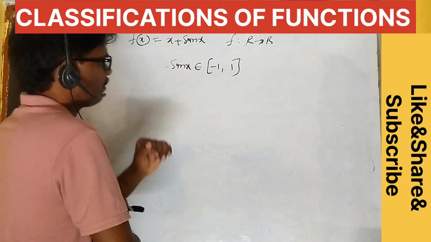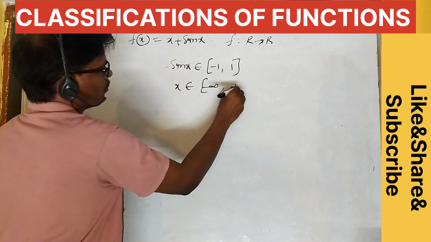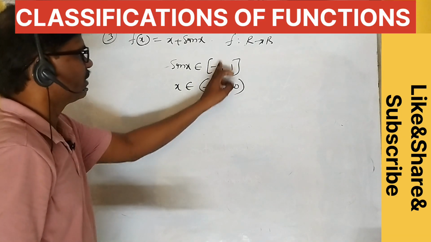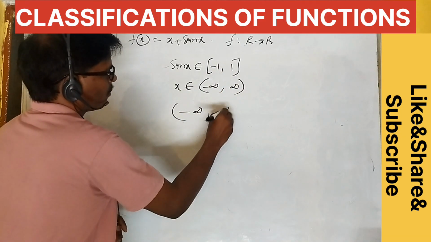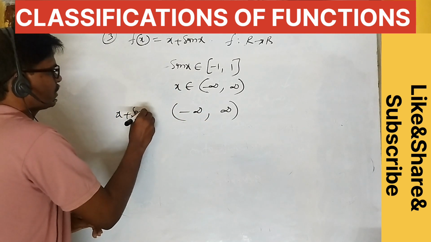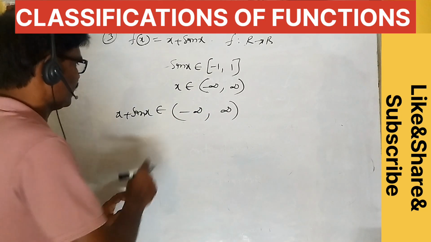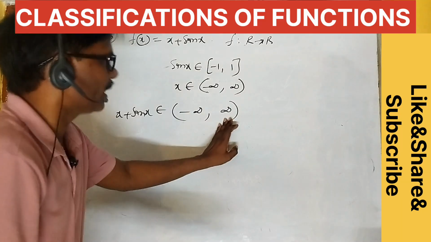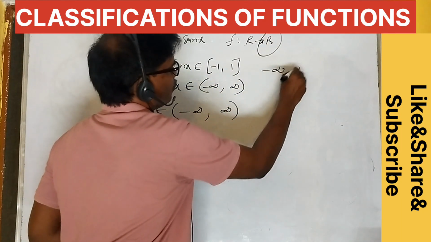What is the x range? x belongs to minus infinity to plus infinity, open interval. Okay, both are added: minus infinity added to minus 1 means minus infinity, open interval to plus infinity. This is the total x plus sin x range. The x plus sin x range is equal to minus infinity to plus infinity. What is the codomain? The codomain is also minus infinity to plus infinity.